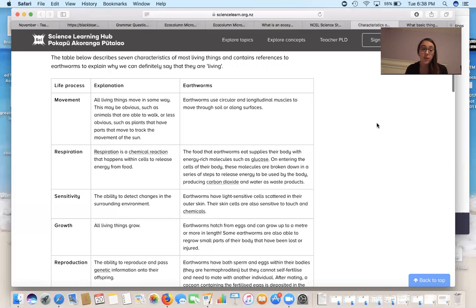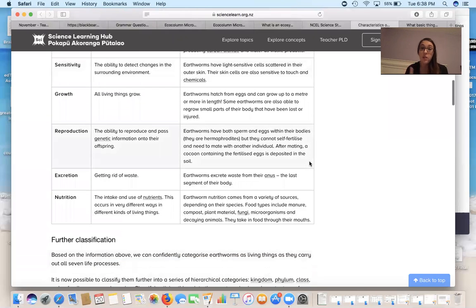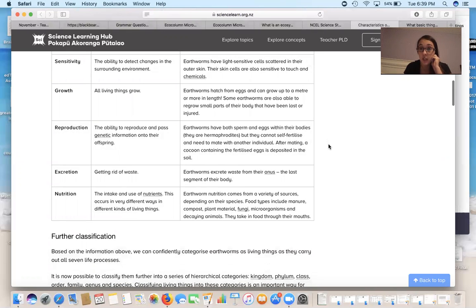Now we have growth. All living things grow. Remember, we saw that in our standard, growth, right? So growth, all living things grow. We can use earthworms as an example. Earthworms hatch from an egg and they can grow into a tree or more in length. Some earthworms are also able to regrow small parts of their body that have been lost or injured. Okay, so growth.